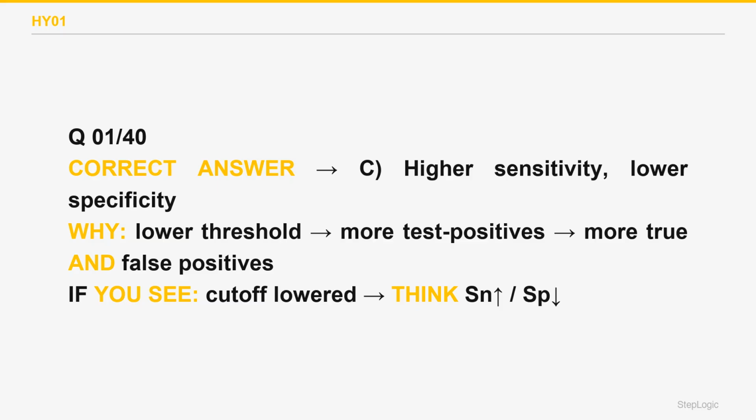Claiming both properties rise is impossible from a single threshold shift, because the sensitivity-specificity trade-off is fixed by the overlap of the diseased and non-diseased distributions. Choice B wrong. Lowering the cutoff therefore raises sensitivity at the cost of specificity.